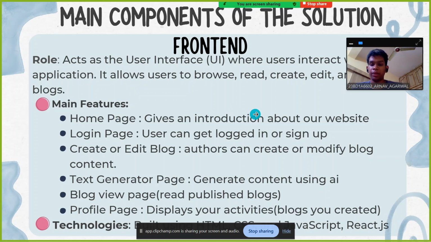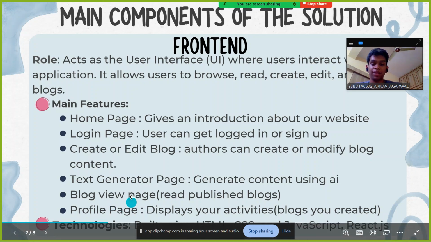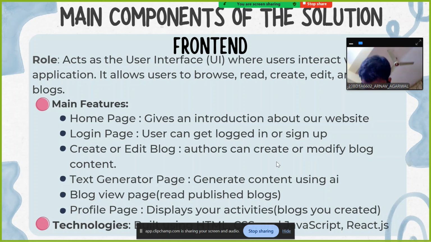The main features we are planning to include are the home page, which gives an introduction about our website, the login page, create or edit blog, and the text generator page. These two are the most important ones, because one will help you generate your blogs and the other will give you a platform to post your blogs on. And then the profile, where you can read your published blogs. The technologies we will be using in this tech stack are HTML, CSS, JavaScript, and React.js. HTML is for the basic layout, CSS is for styling, and React.js and JavaScript are for making the website dynamic.